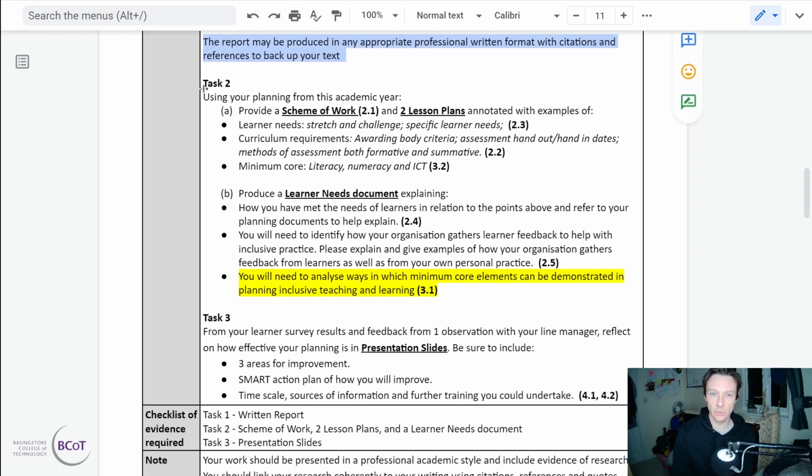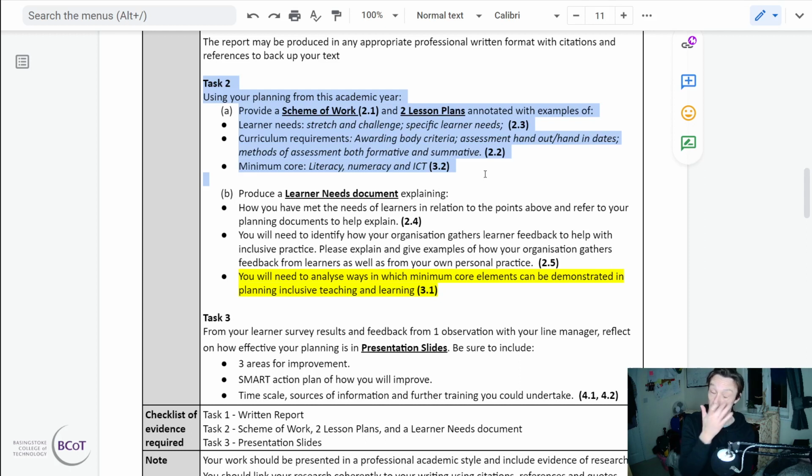For task 2, we need to see a scheme of work or a sequence of learning, whatever your institution refers to it as, a plan, the tapestry of learning through the year, as it were, and also 2 lesson plans.